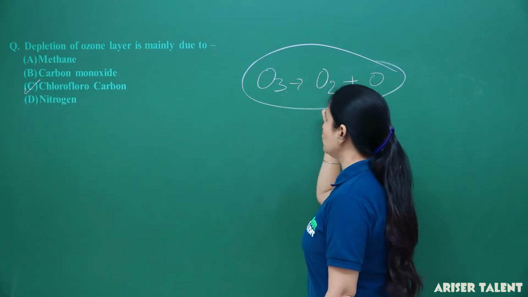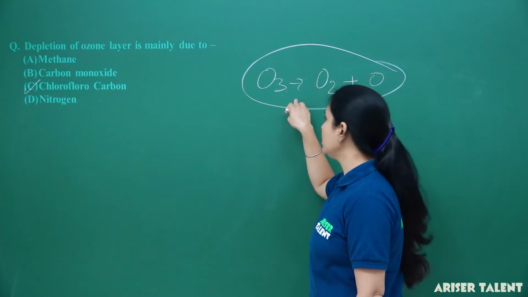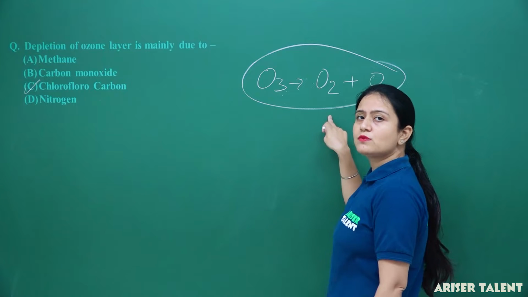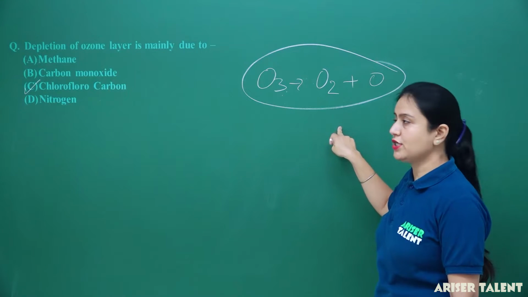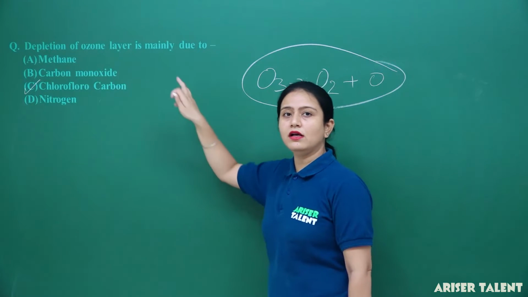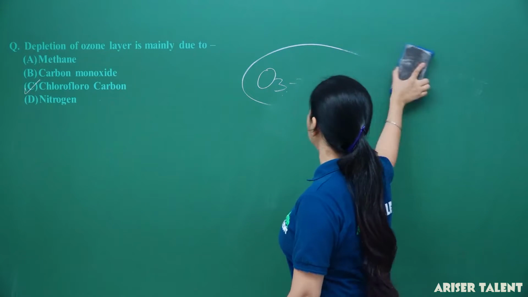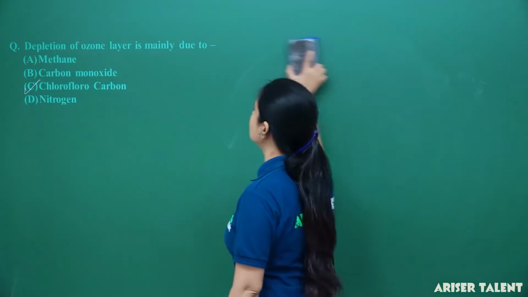That depletion of ozone layer, when the ozone breaks down into molecular oxygen and releases one molecule of oxygen, this process is known as ozone depletion, and generally this is caused by chlorofluorocarbon. So option C is the correct answer.